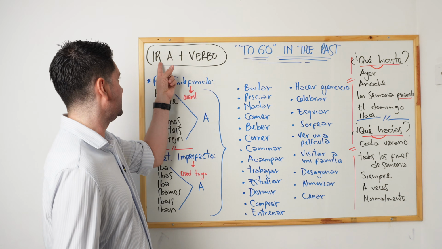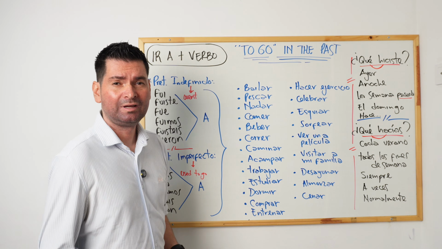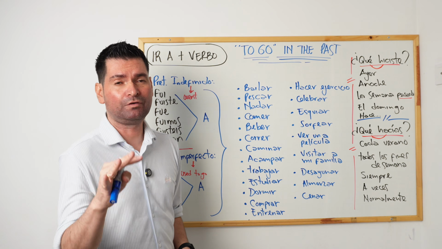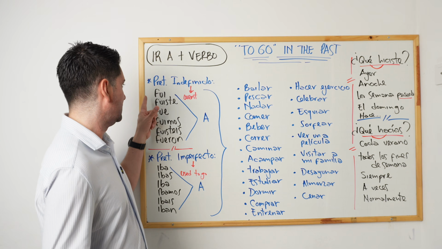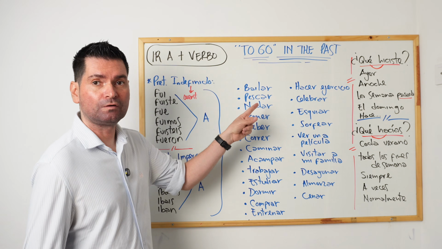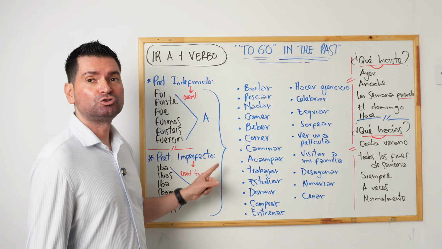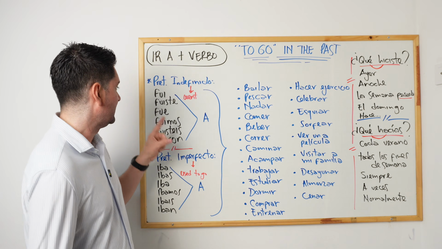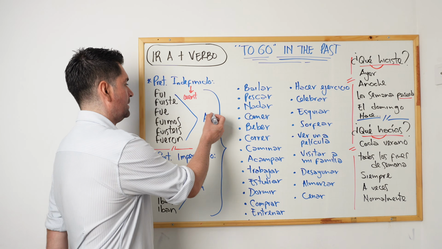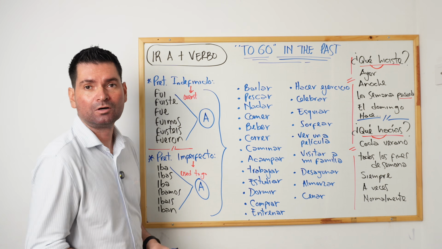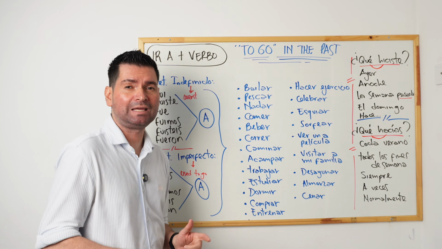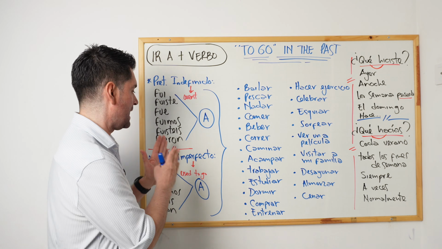This one is ir a plus verbo, to go to plus a verb. So the conjugations are exactly the same. I went to a place to do something. I used to go to a place to do something. Now here, we're going to use the preposition a followed by a verb all the time. Here we don't need to say al or ala, just a.